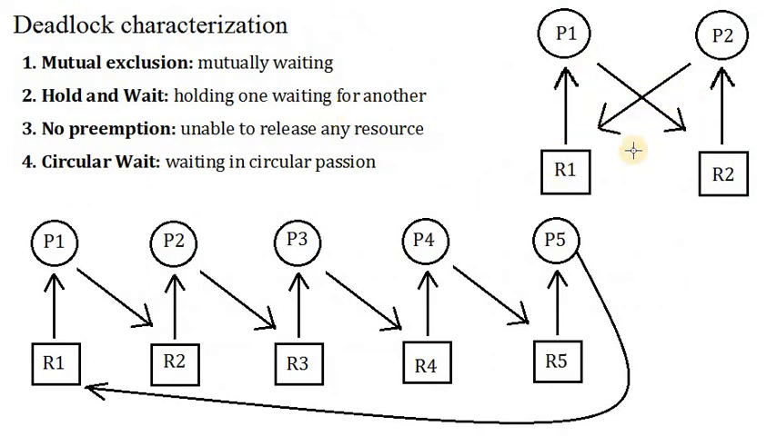So in this diagram, a deadlock existed. P1 is requesting R2, which is held by P2, and P2 is requesting R1, which is held by P1. So deadlock occurred here. In this situation, no other process can proceed. P2 is waiting for R1 and P1 is waiting for R2, right?